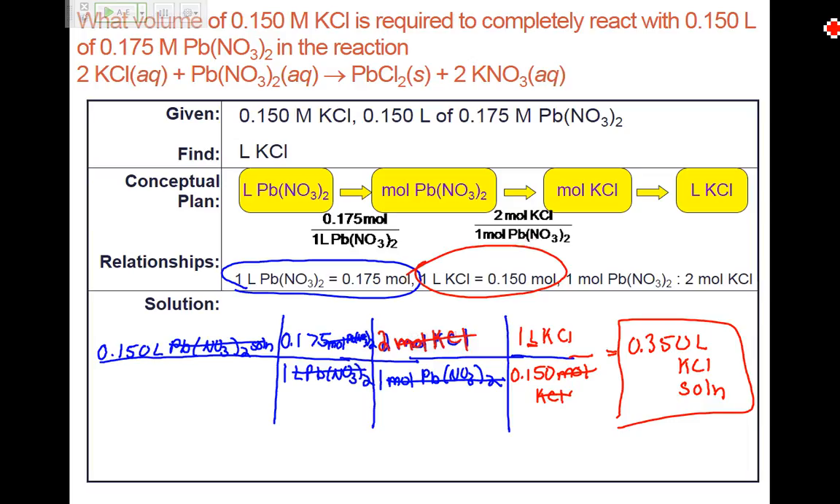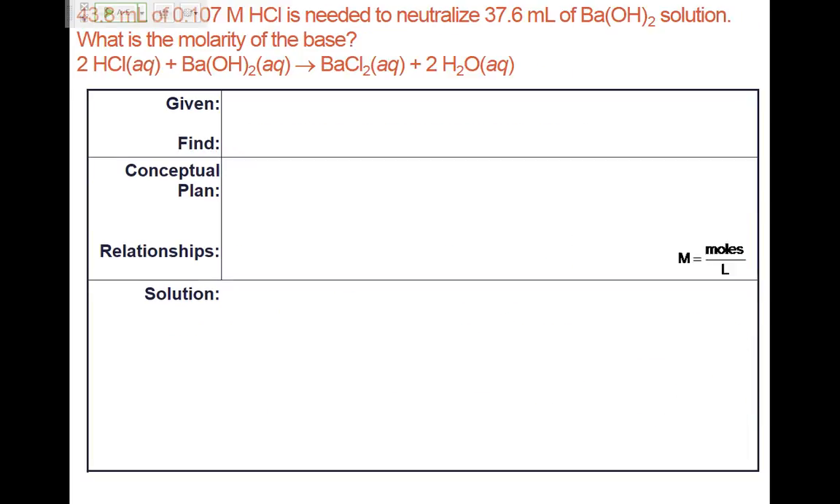Let's go over one more example. Here, I have 43.8 milliliters of a 0.107 molar HCl solution. And I'm told I need that much to neutralize 37.6 milliliters of a Ba(OH)2 solution. What is the molarity of my base?